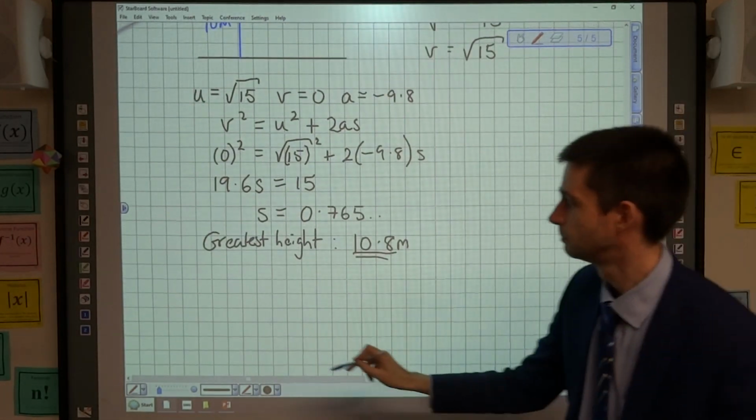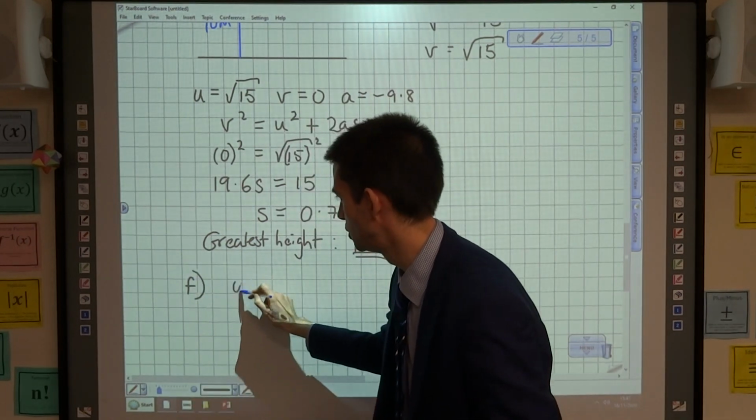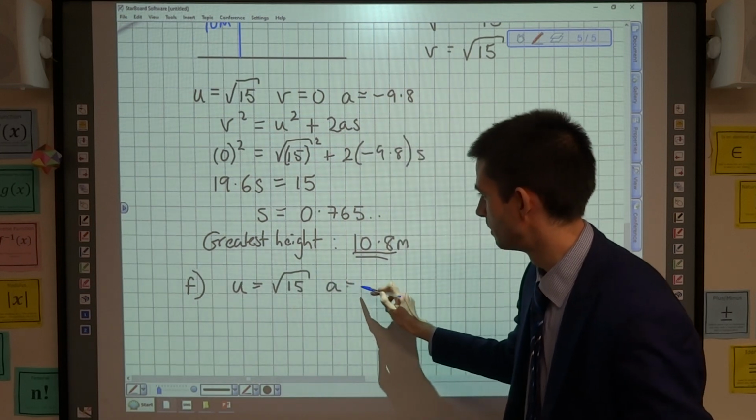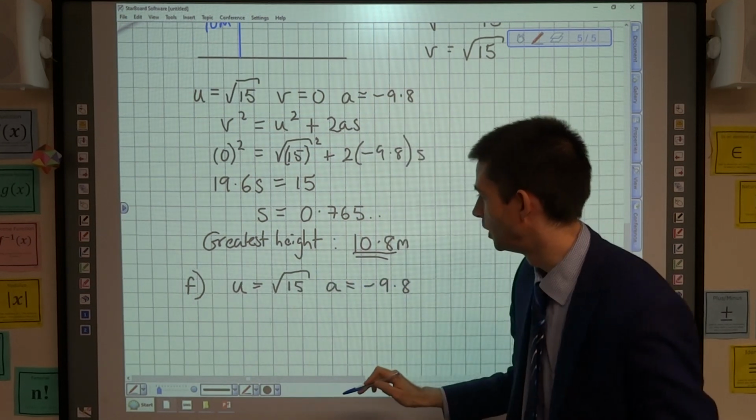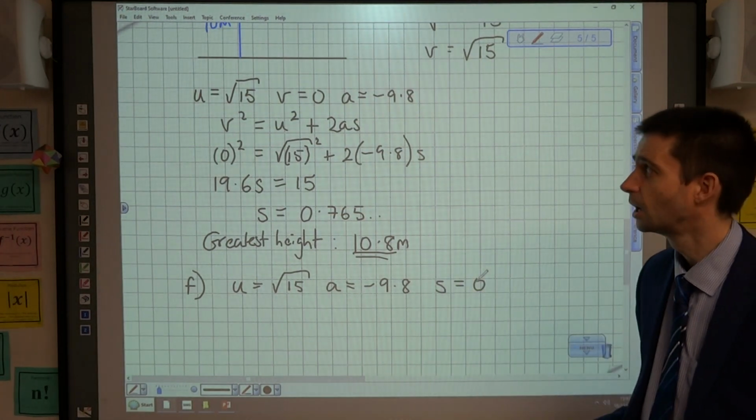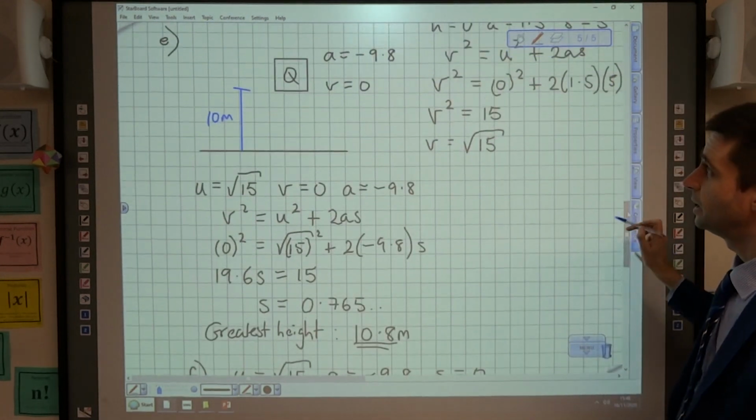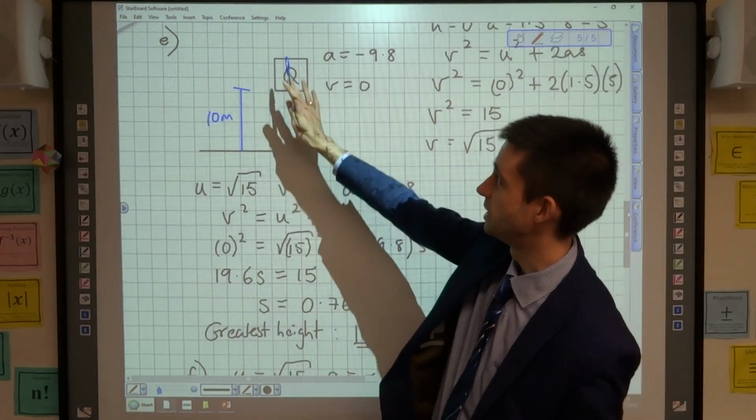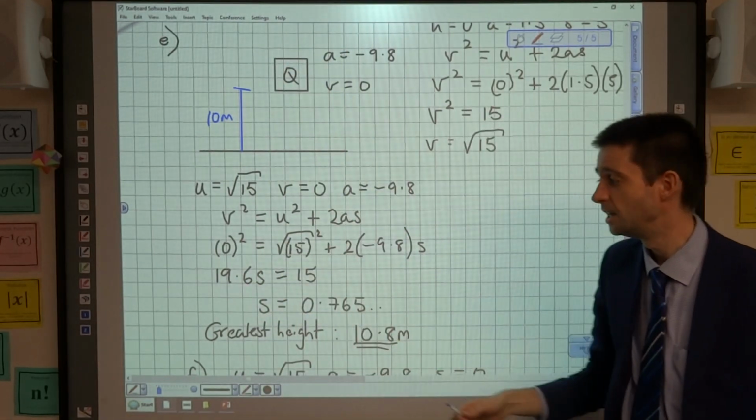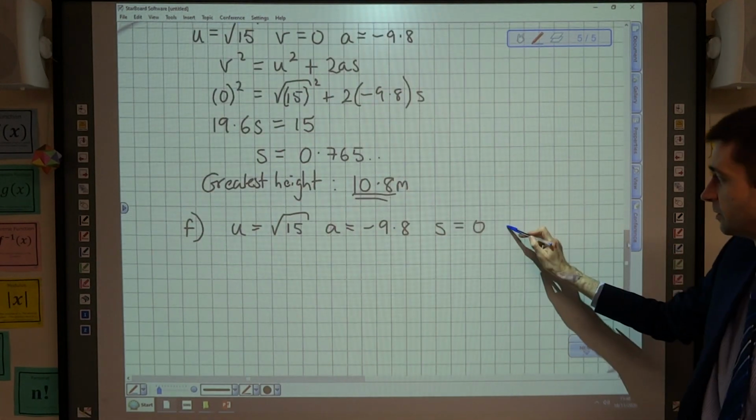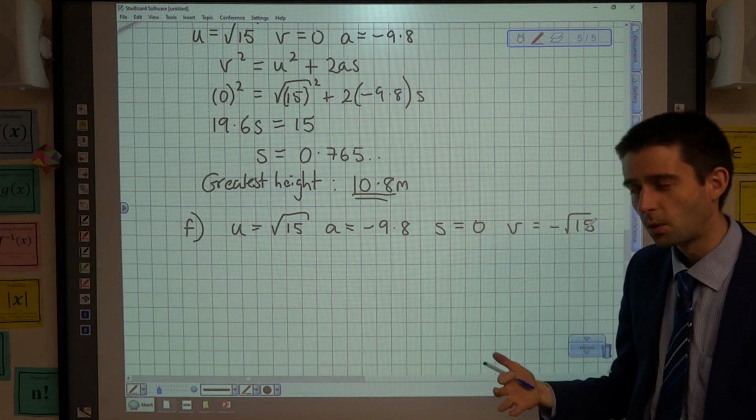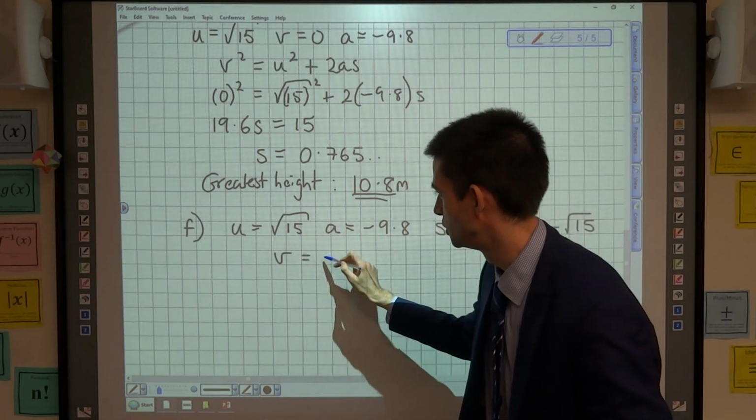We could say that the initial speed is root 15, the acceleration is minus 9.8, and we're trying to find the time to get to s equals 0, so it's back where it started. Or alternatively, we could say if its initial velocity at this stage is root 15 in the positive direction, when it gets back to that point again, it's going to be doing the same speed in the opposite direction. So its final velocity for this stage of the motion is going to be negative root 15. And that's quite nice because that allows us to use v equals u plus at.